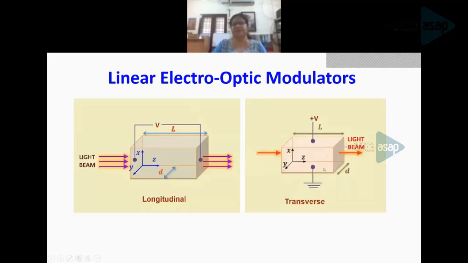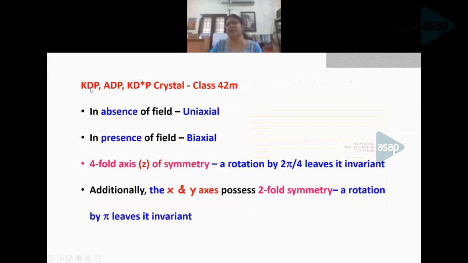In both modes, the propagation direction is Z direction, whereas electric field is applied parallel to the Z direction in longitudinal case, whereas it is perpendicular in transverse mode. Okay. Now, here we are using the crystal as KDP or ADP or KD star. That is class 42m materials, crystals used as electro-optic medium.